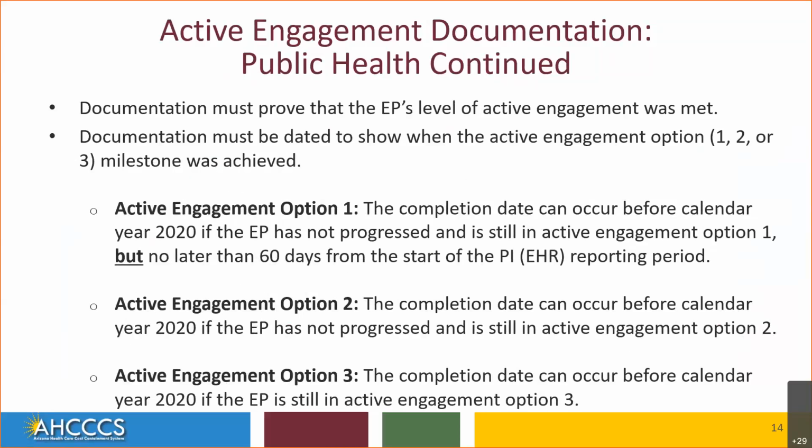So, the requirements of the dates. For active engagement option 1, the completion date can occur before calendar year 2020 if the EP has not progressed and is still in active engagement option 1, but no later than 60 days from the start of that PI reporting period. For active engagement option 2, the completion date can occur before calendar year 2020 if the EP has not progressed and is still in active engagement option 2, which is that testing and validation phase. For active engagement option 3, the completion date can occur before calendar year 2020 if the EP is still in active engagement option 3. So just keep those dates in mind and make sure you're checking to see where you are during that PI reporting period and what phase you're in.